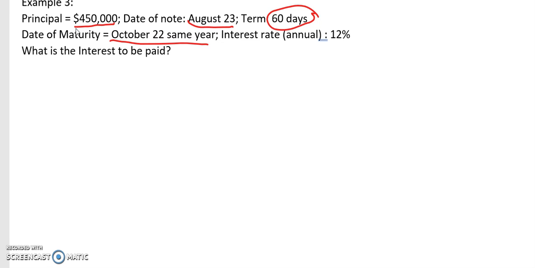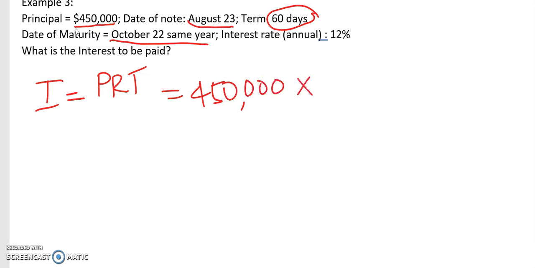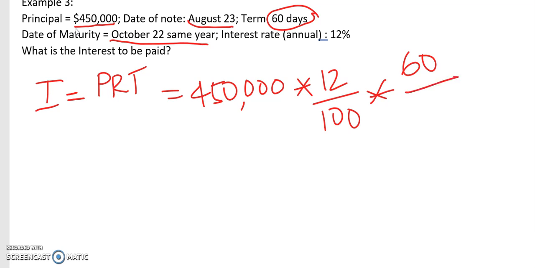Interest rate is 12%. What is the interest to be paid? So in this case, the interest will be equal to PRT, and that will be equal to 450,000 times 12 by 100. You know why it is 100? Because of the percentage. Times, it is 60 days to how many days?